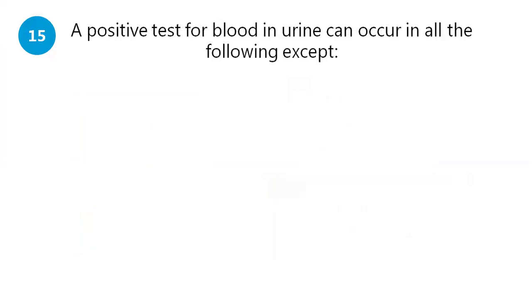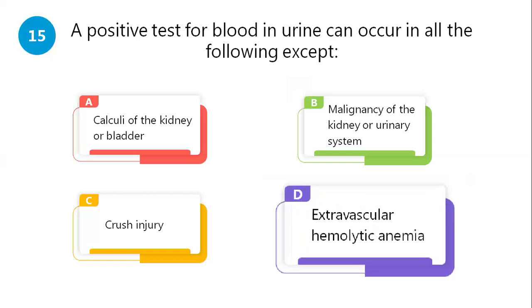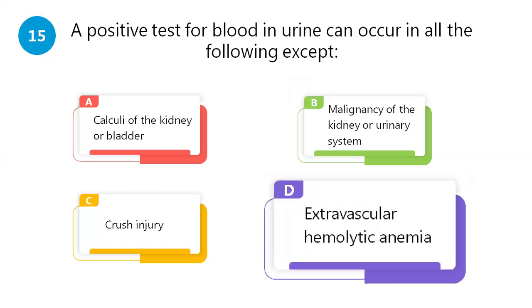Next question, a positive test for blood in urine can occur in all the following except. What is blood in the urine? Hematuria. In which cases can we see hematuria? Option A, calculi of the kidney or bladder. Option B, malignancy of the kidney or urinary system. Option C, crush injury or trauma. Option D, extravascular hemolytic anemia. Here the right answer is option D, extravascular hemolytic anemia. In case of calculi, malignancy, or trauma, we can see hematuria.